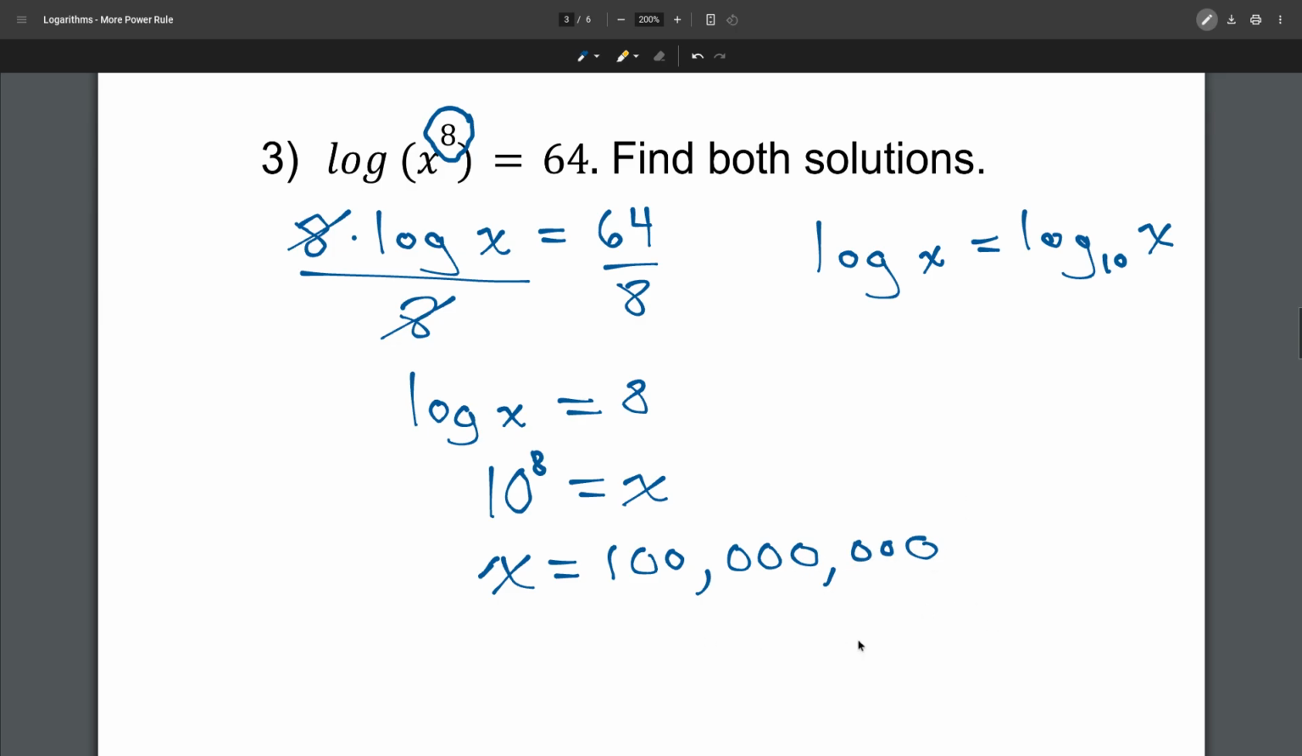Now here's the thing with this solution here. Because we're taking x and raising it to an even power, if x were negative, when raised to an even power, it's going to be positive. So one of the solutions is x equals positive 100 million. The other solution would be x equals negative 100 million. So this one does yield 2 solutions. All right, let's keep going.